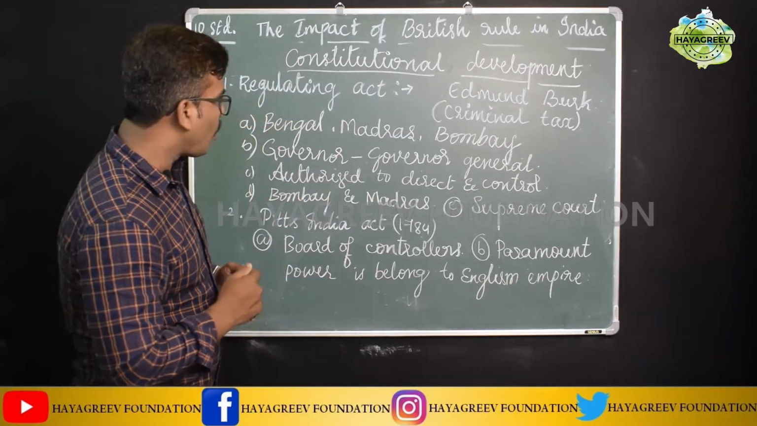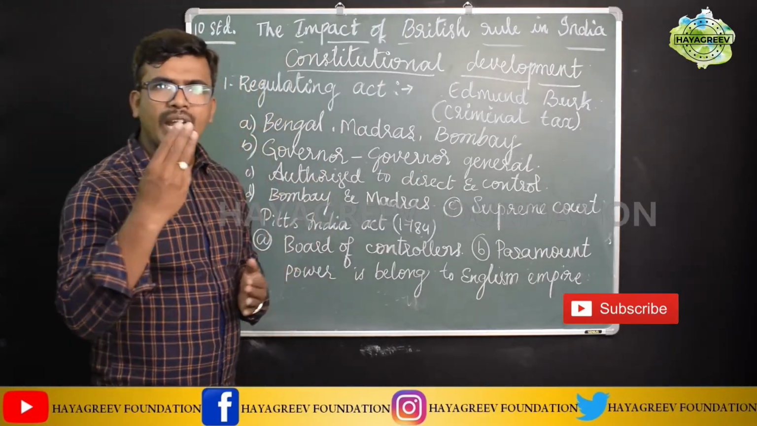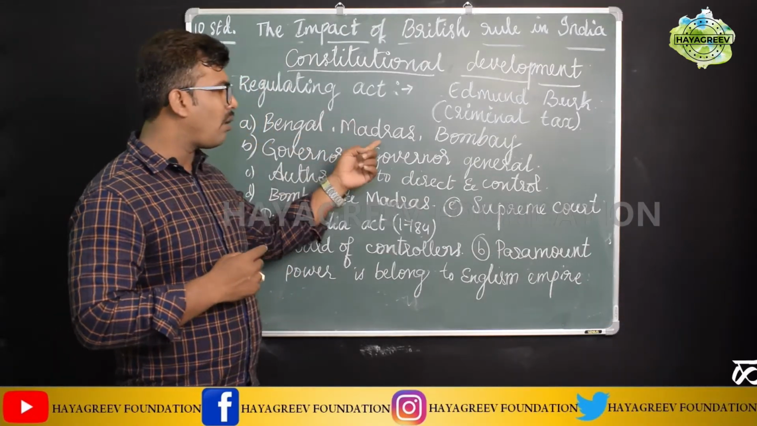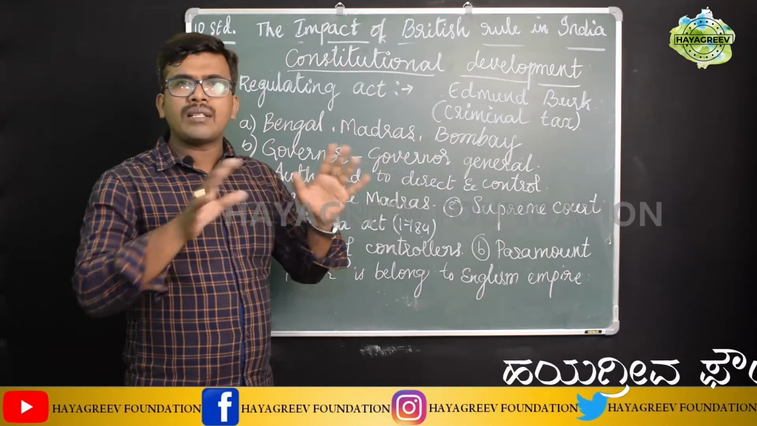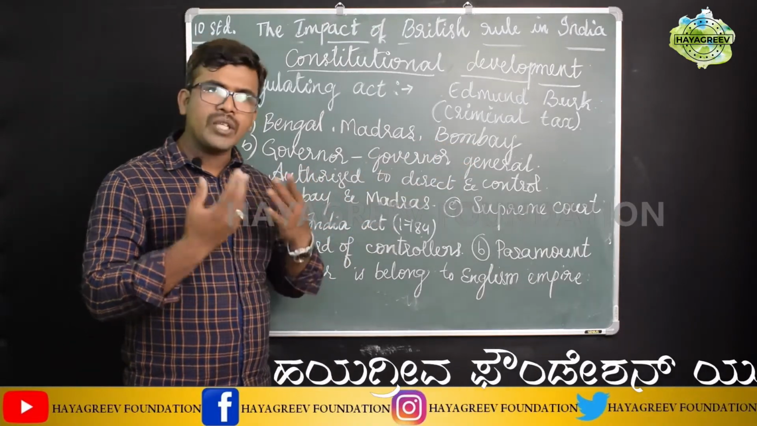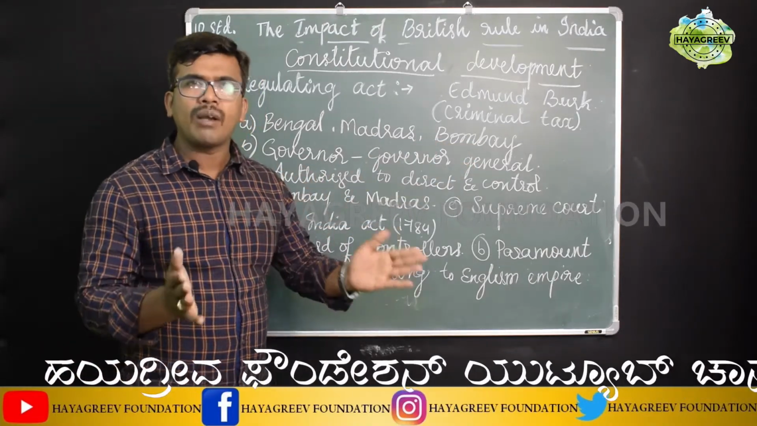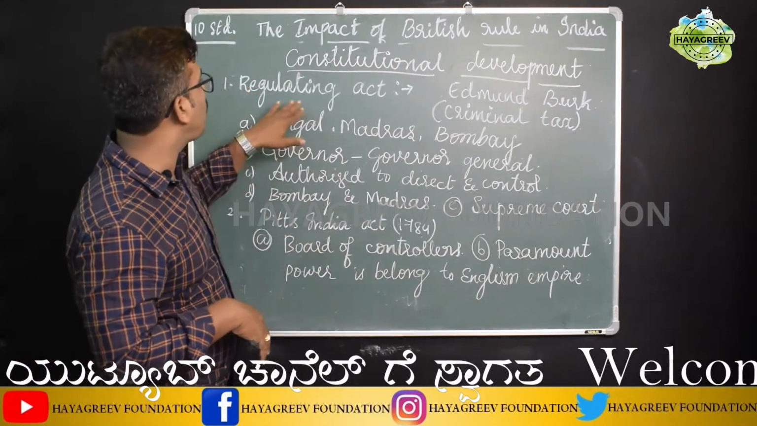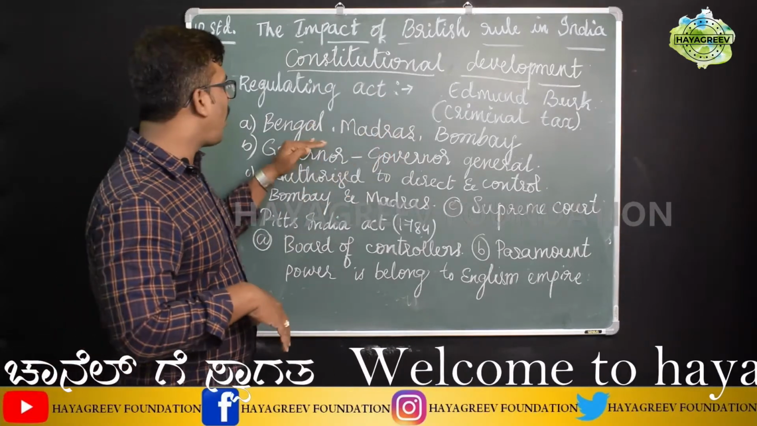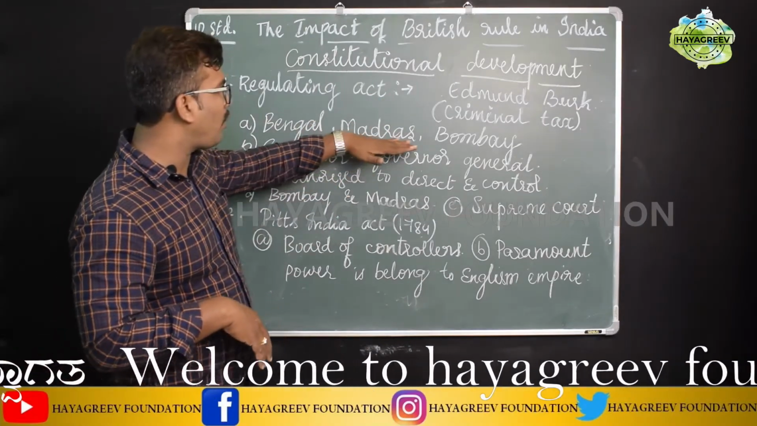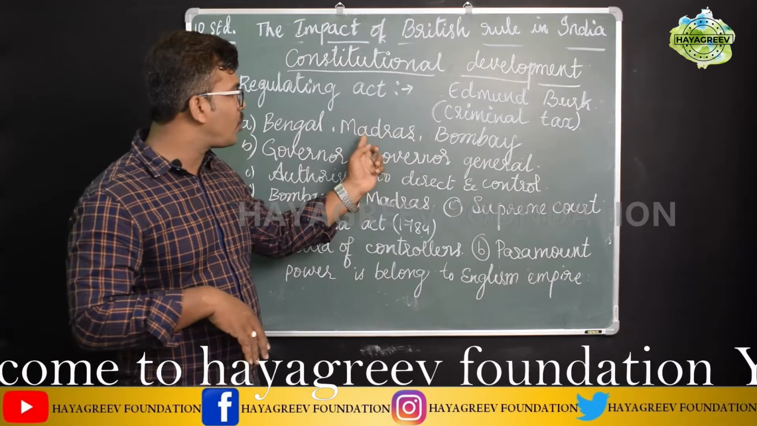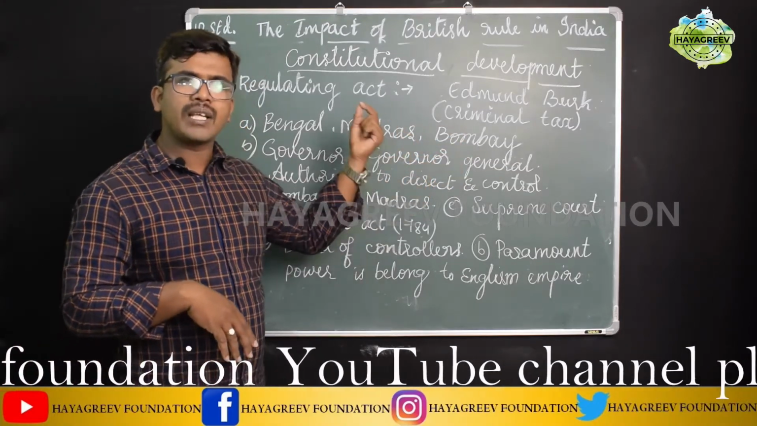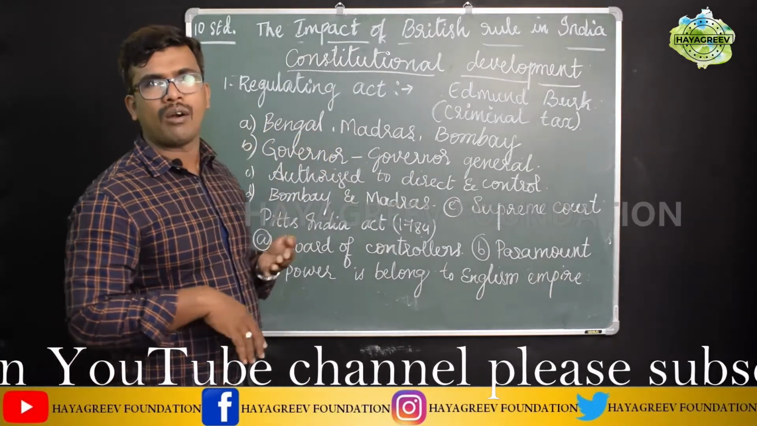Let us see. As you all know, the British had 3 administration centers in India: Bengal, Madras and Bombay. All these 3 residencies, or administrative centers, had equal power and equal authority in the administration. But after the implementation of the Regulating Act, Bengal got complete control over Madras and Bombay. These 2 residencies came under the control of Bengal.